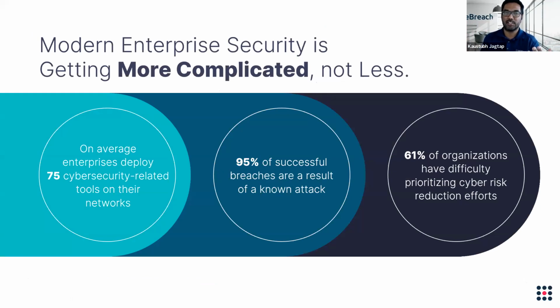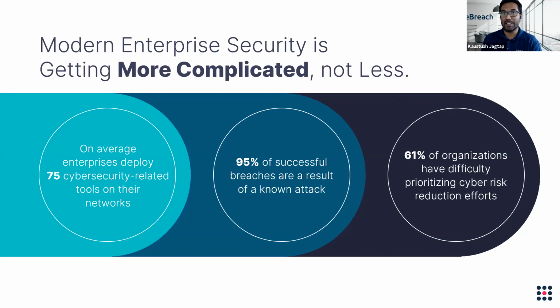There are statistics that just don't change. The first stat that you saw in the previous slide was from the ESG survey, where they have at least 10, but modern large enterprises have typically upwards of 70 cybersecurity related tools on their networks, yet they can't seem to stop breaches that emanate from known attacks or known threat vectors. From the IBM cost of a breach survey, it's been shown that typically 95% of breaches are a result of a known attack.